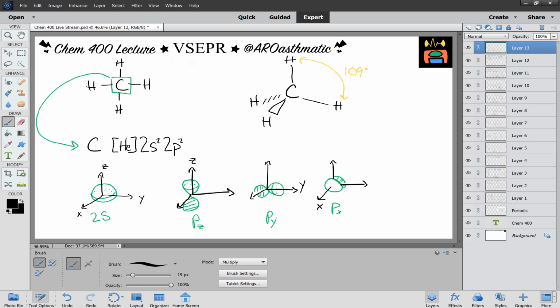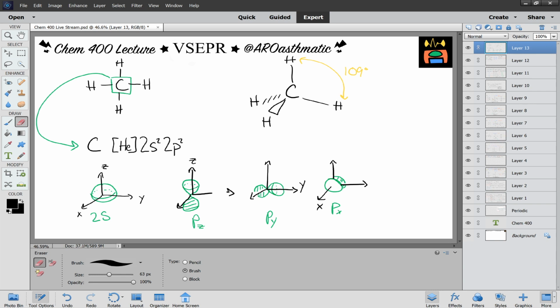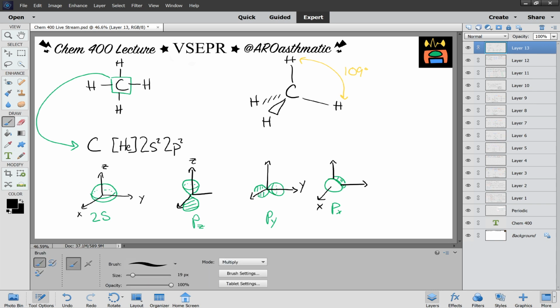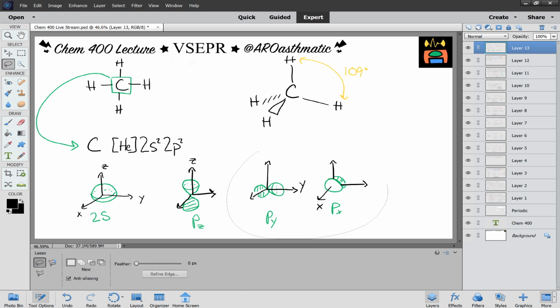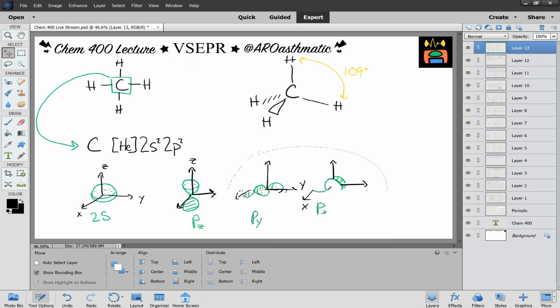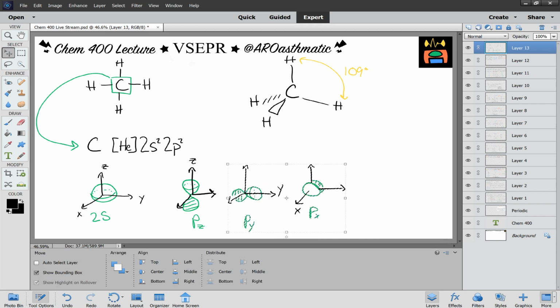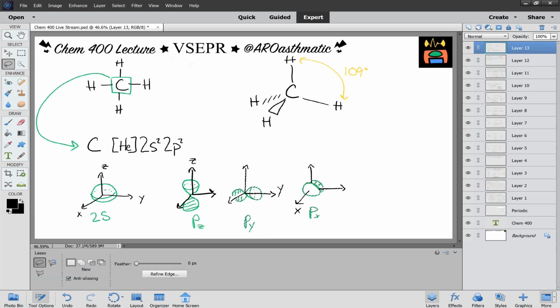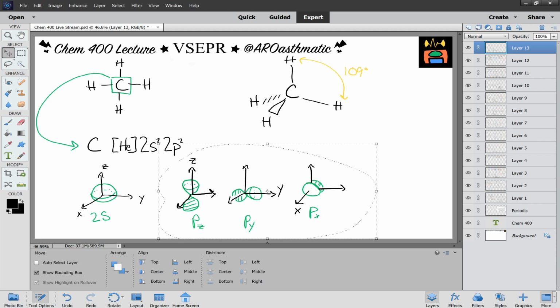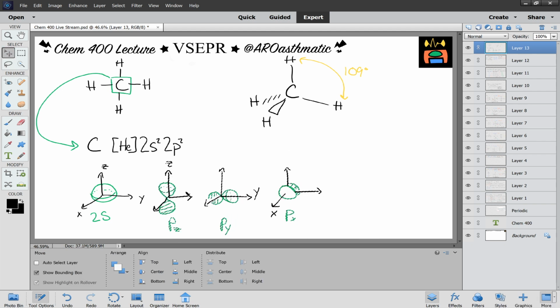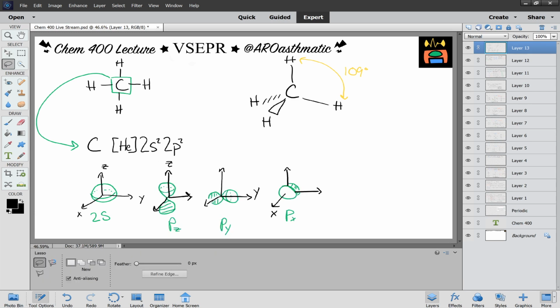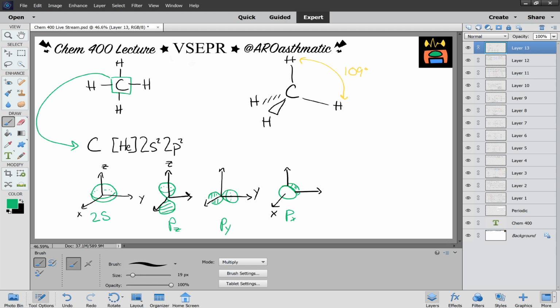All right. So these are the 3 p orbitals that carbon has, right? Or s, px, py, and pz. I'm just going to rearrange this to give myself a little more space. Now here's my question. My question for you. Based on the orientation of these orbitals, I have the following question.